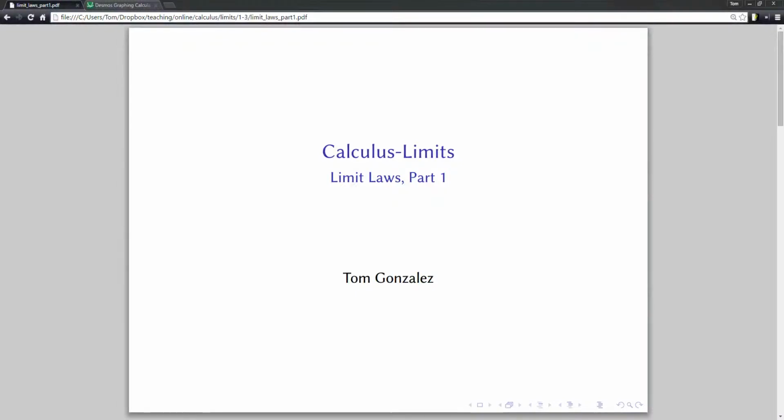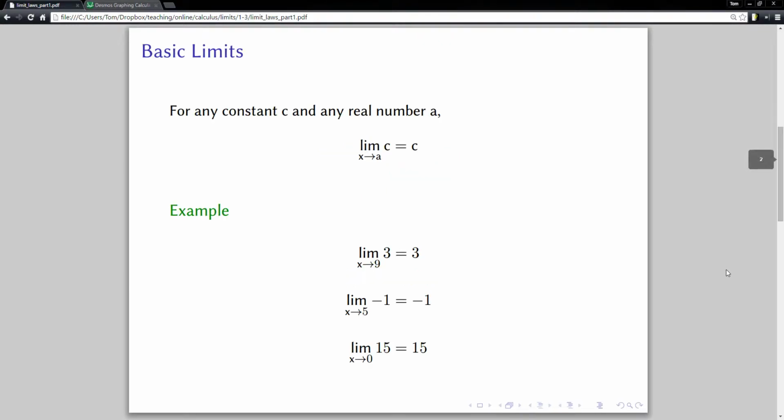In this video, we're going to talk about using the limit laws to evaluate limits analytically instead of looking at the graph or looking at tables of numbers related to functions. So first off, I want to talk about a couple of basic limits. Those basic limits, the very first one is this rule here.